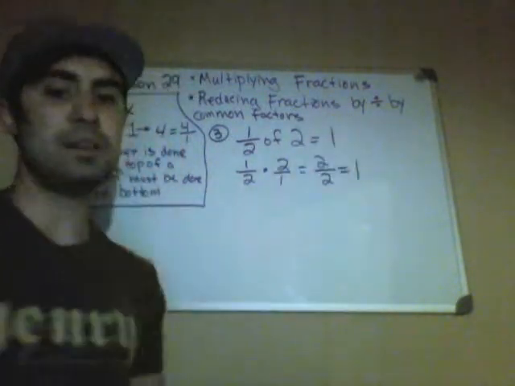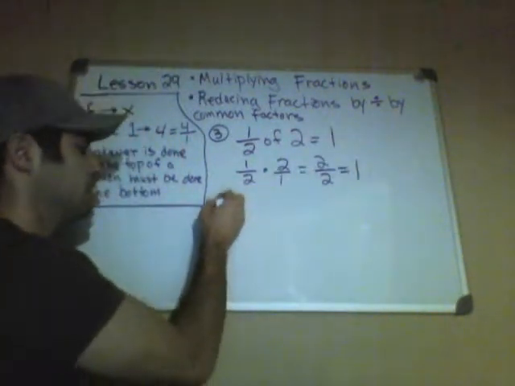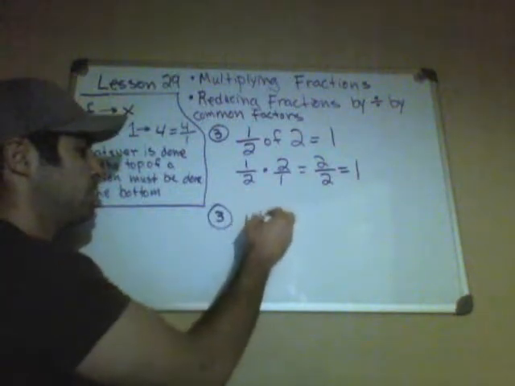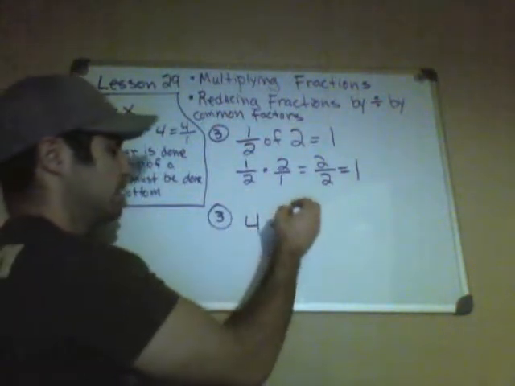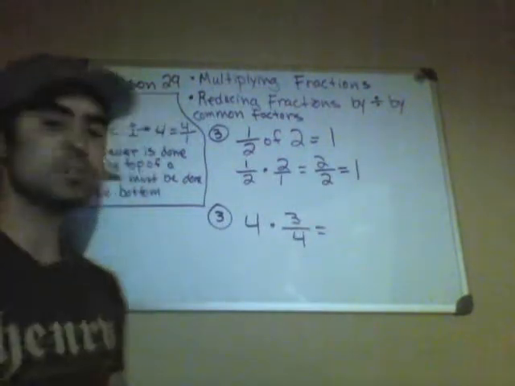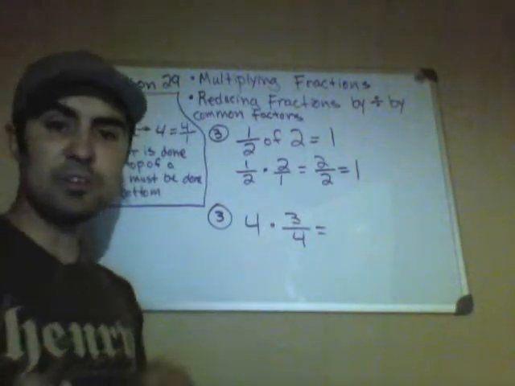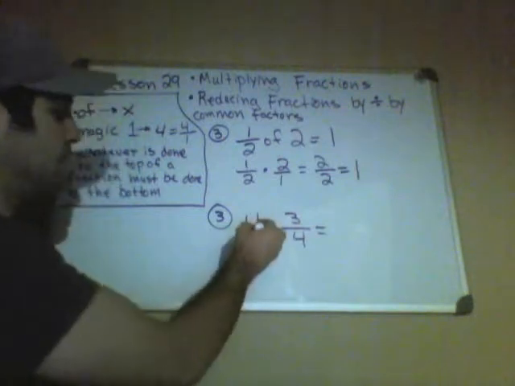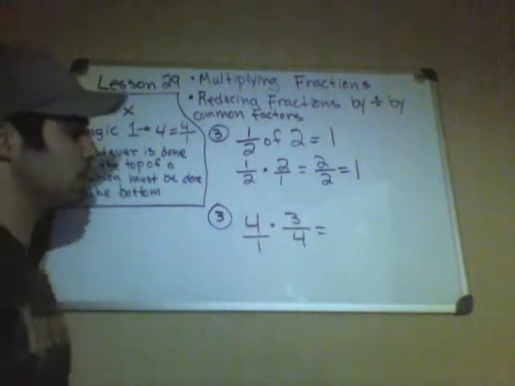Which is what we got right there. So let's try a different problem. Let's try 4 times 3/4. Wait, Mr. Mazan, I can't do this. Let me do magic for you. Magically, I'm going to put a 1 below.